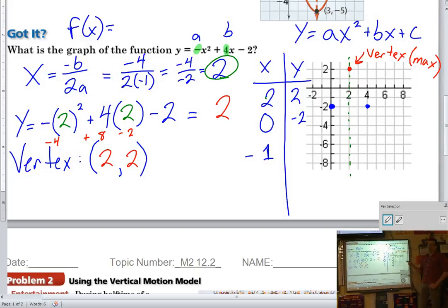If I plugged in -1, and again, you can use your graphing utility for this. If you plug this into your calculator, you can then tell it if x equals, tell me what y equals, and we'll do some of that work next week. Because right now we're mainly focusing on manual.